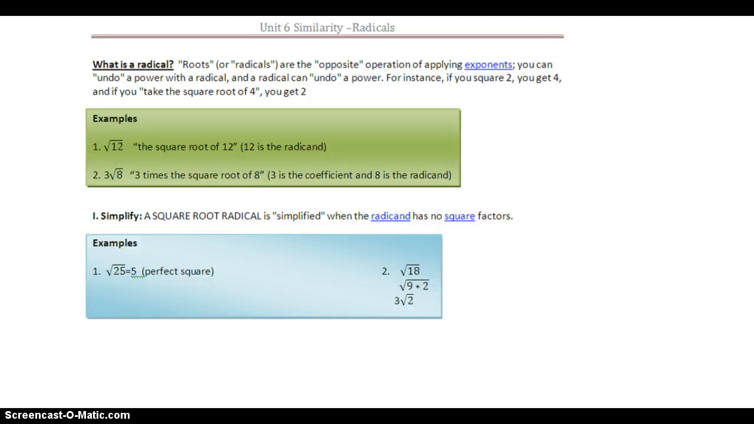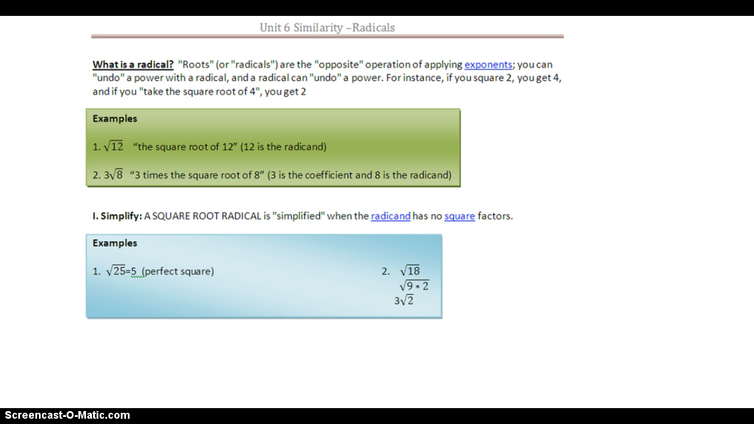Alright, this video accompanies the Unit 6 Similarity Radicals note sheet. So we've been talking about radicals and reviewing them from Algebra 1. This was broken up into 4 sections to help you refresh those skills.